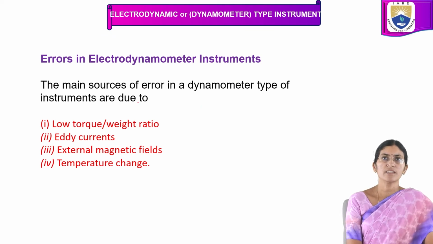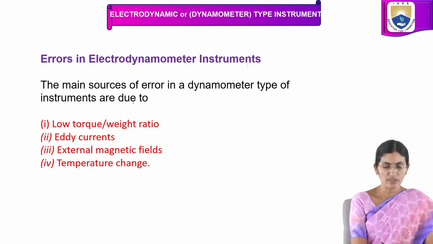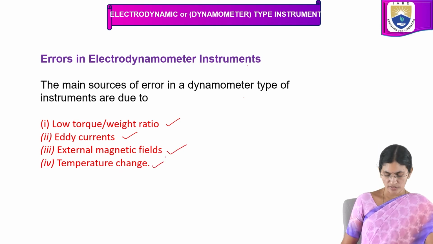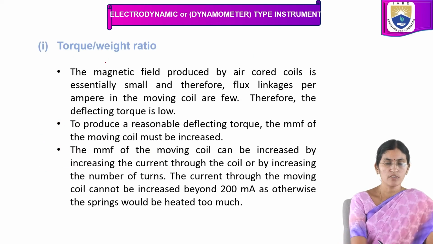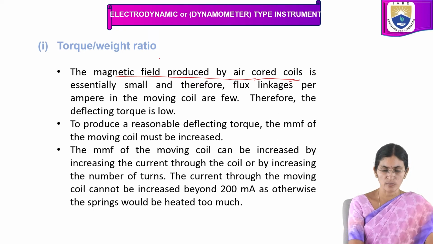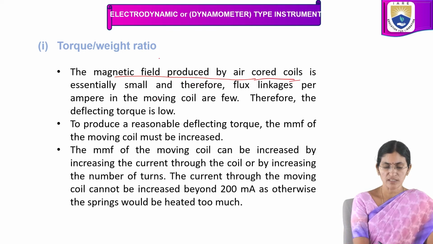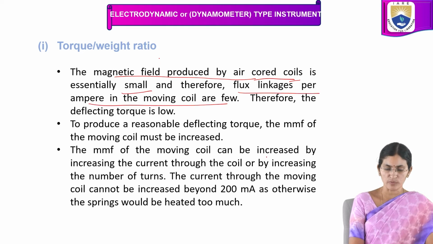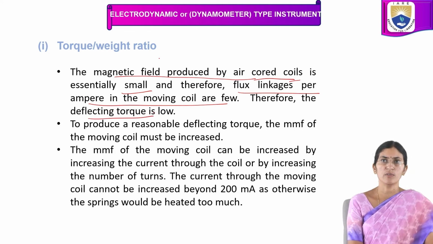Next, coming to the errors in electrodynamometer type instruments. The main sources of errors here are due to low torque to weight ratio, second is eddy currents, next is external magnetic field, and then temperature change. The torque to weight ratio here is very low because we know that the magnetic field is produced by the coils which are air cored. So the magnetic field is very low. The flux linkage per ampere in the moving coil is also low. So therefore the deflecting torque is very low.